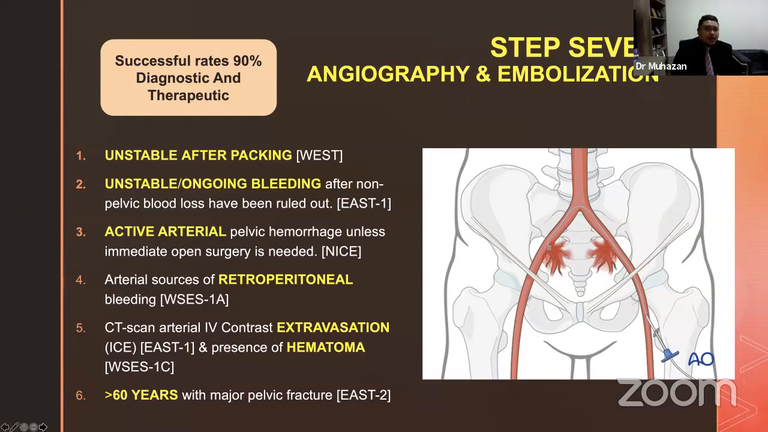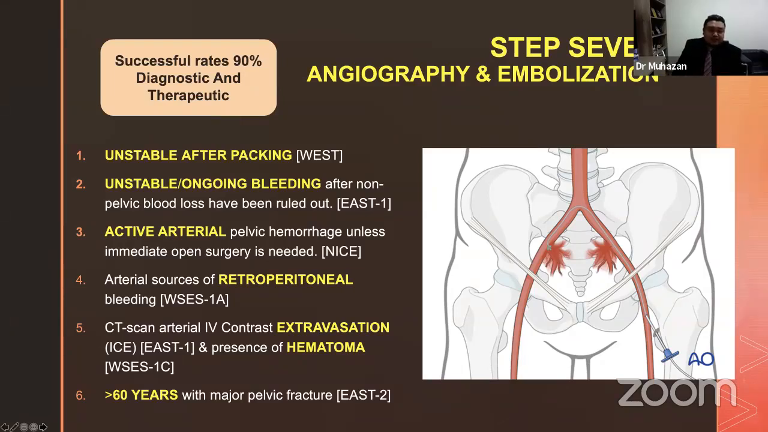All right. So what is angiography and embolization? We will talk in detail later, but you need to know that this is an option in those places with interventional radiology services. It has a 90% success rate. It's both diagnostic and therapeutic. The indication is those patients who are unstable despite packing, those whose pelvic blood loss has been ruled out and are still unstable, those with active arterial bleed, those with retroperitoneal bleed, those with ICE, which is IV contrast extravasation, and those with expanding hematoma. So these are the patients that need to be pushed for angiography.